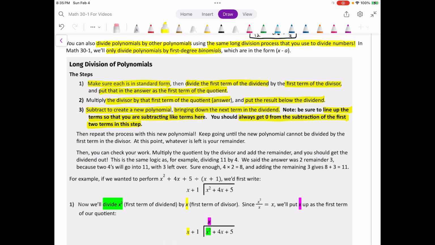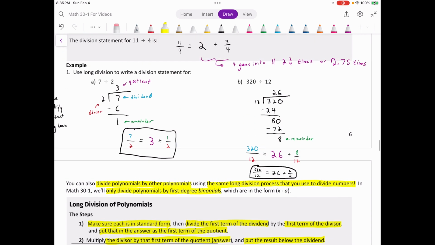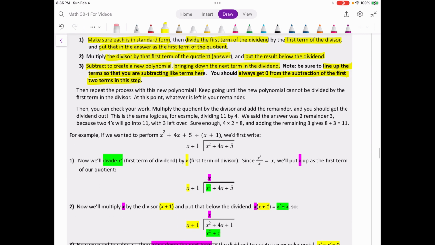So you're going to get a new polynomial after that subtraction, repeat, just like we were doing up here. Divide, multiply, subtract, bring down, right? Essentially, divide, multiply, subtract, bring down, and then repeat. And just like before, you keep going until the new polynomial cannot be divided by the first term in the divisor. At that point, you're done. Whatever is left is your remainder, okay?